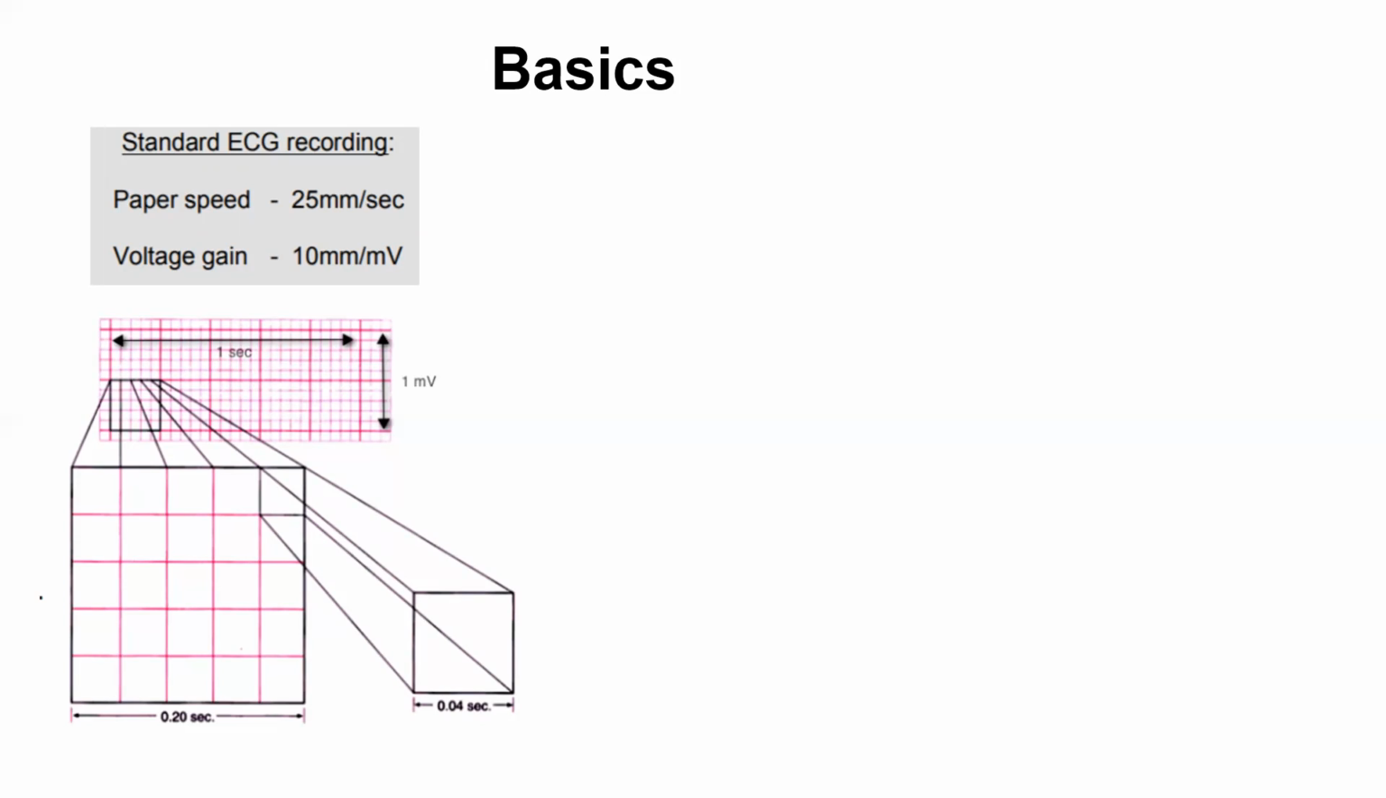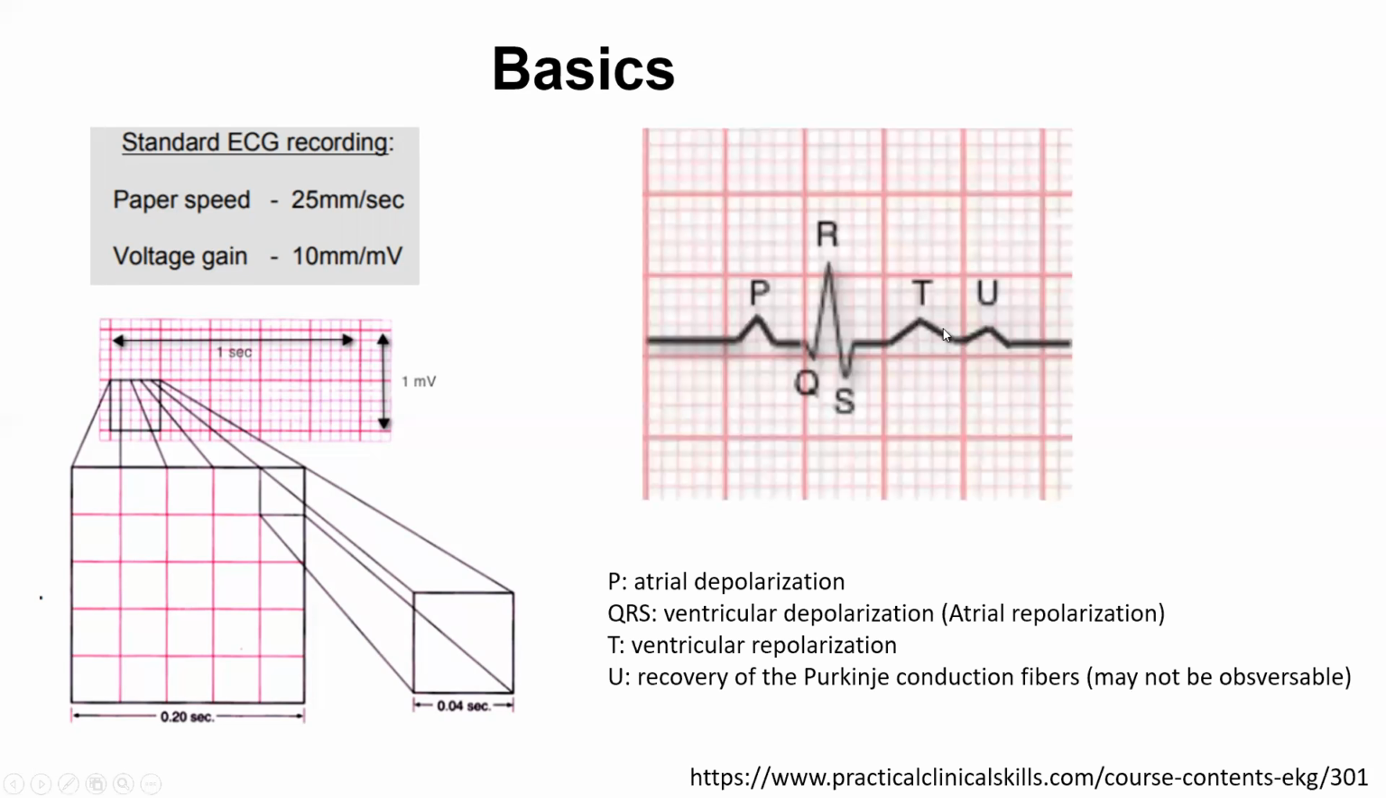So in the big square, the horizontal line is 0.04 times 5, which equals 0.2 second, and the vertical line is 0.1 millivolt times 5, which is 0.5 millivolt per big square. So here's a standard EKG graph.